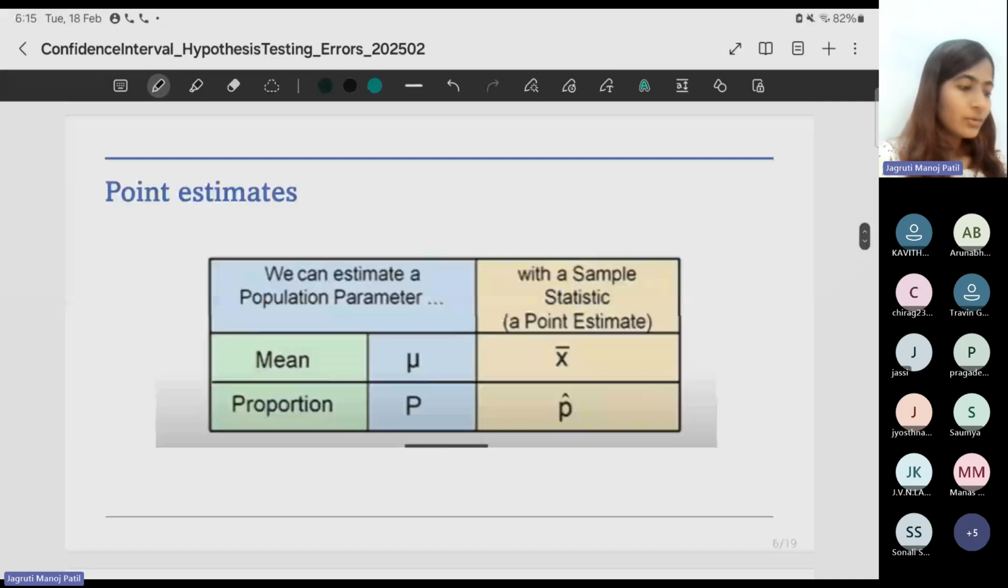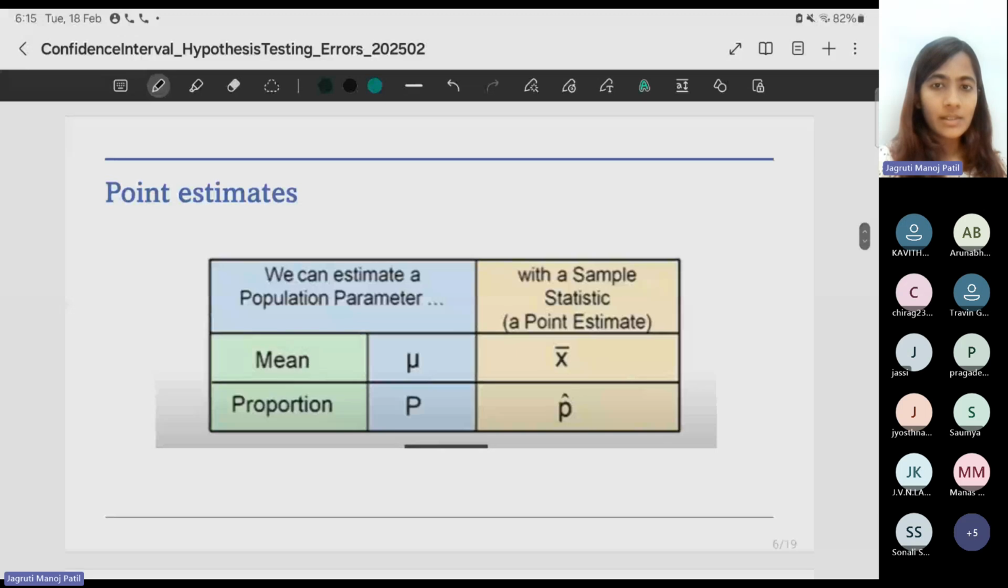How do we differentiate, or how do we note down these estimates? Point estimates, for a sample or for a population: how do we write them? For a population, these are the general parameters you have been seeing till now, like mu for the mean and p for the population proportion. Whereas for sample statistics, in the first or second session a few people had doubts about whether something is a sample or a population statistic, and there was also a question in the quiz asking whether it is a population parameter or a sample parameter.